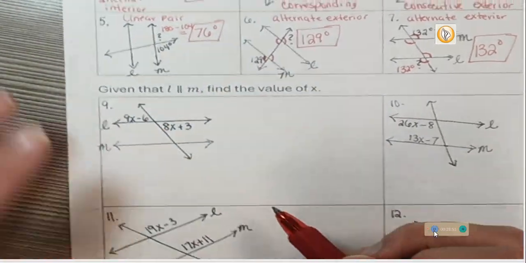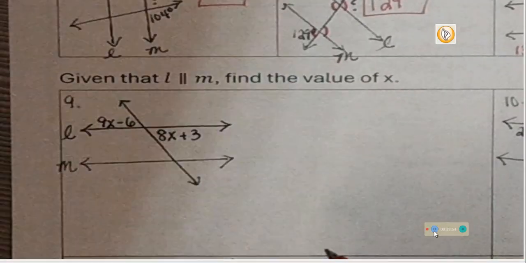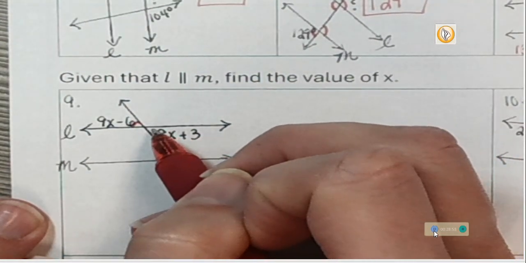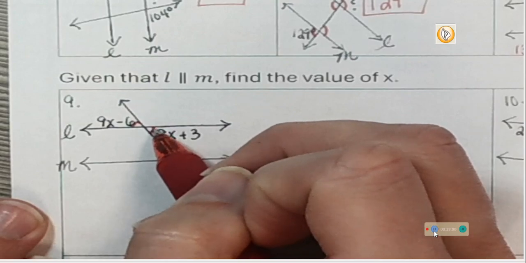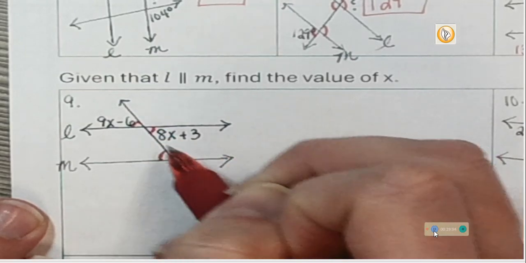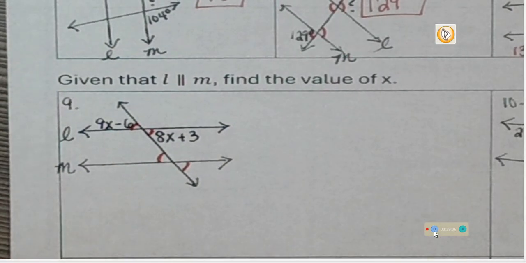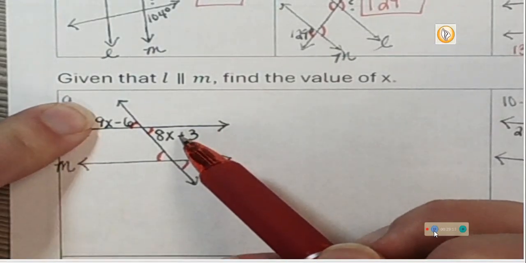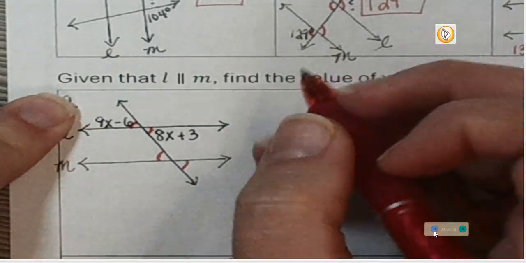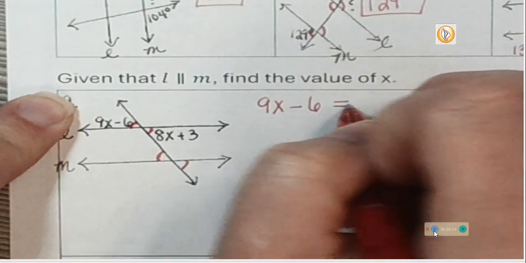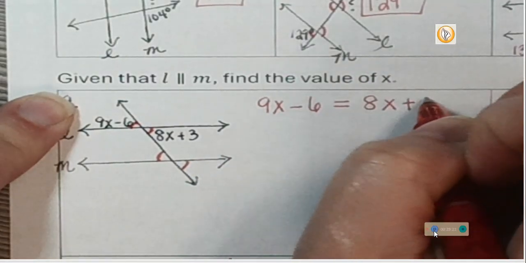So what I would do on number 9, let me zoom in. This angle is congruent to this angle. Now zigzag all the way across the transversal. Everything that is marked is congruent. What can you tell me about 9x minus 6 and 8x plus 3? They're equal, so you're going to set those equal. 9x minus 6 is equal to 8x plus 3.